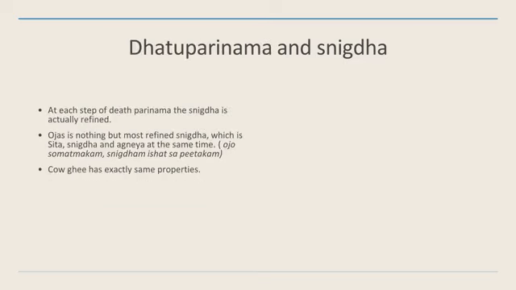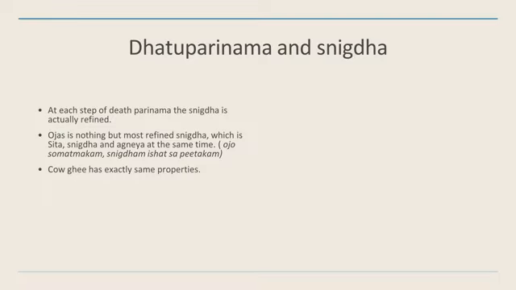At the level of dhatu parinama, the snigdha is only actually getting refined. So from jataragni to rasa to rakta to mamsa to medas to asti to majja to shukra to ojas, every step the snigdha is getting modified and it is becoming more refined. Thus we say ojas is nothing but the most refined snigdha, which is shita, snigdha and agneya at the same time. Okay, so that is the basic structure, basic nature of the creation.